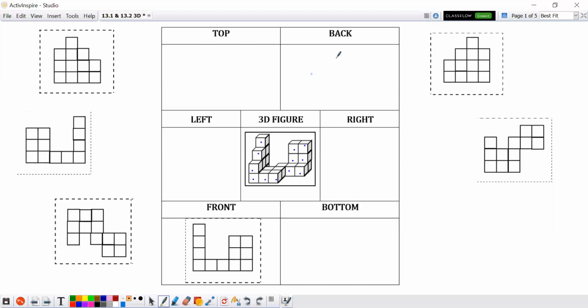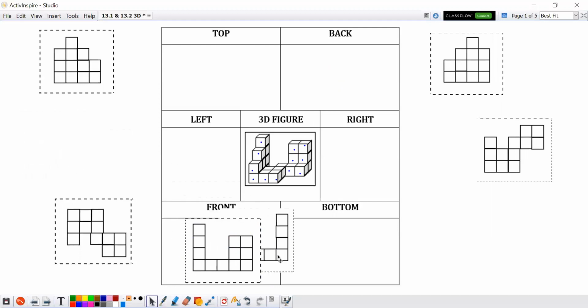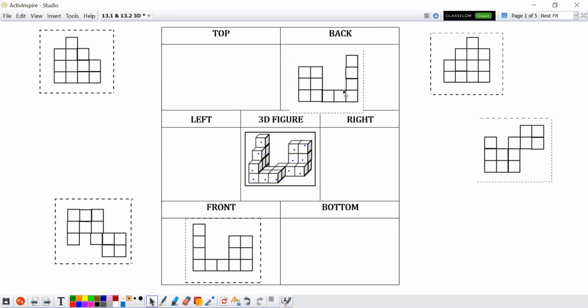So if I want to do the back view, you just take whatever the front view is, and then it's going to be a reflection across a vertical line. So it's going to be like if you flip your image. And so that's going to be this one right here. They're flipped. So that's going to be the back side.